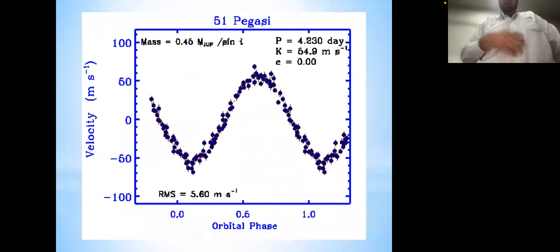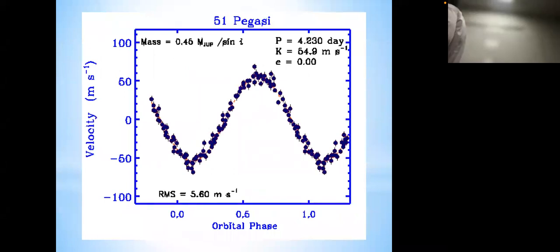But this is actually the publication of the discovery of 51 Peg. This was the first hot Jupiter that was discovered in 1995. This is the data. So we're seeing the star move back and forth by velocities of plus or minus 50 meters per second. Which probably doesn't mean very much, but it would do it every 4.23 days.